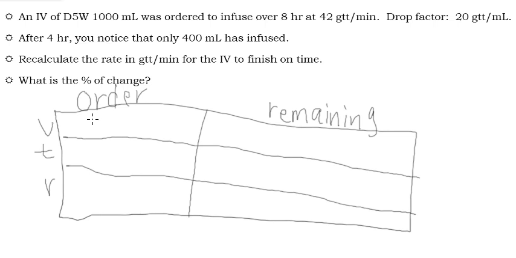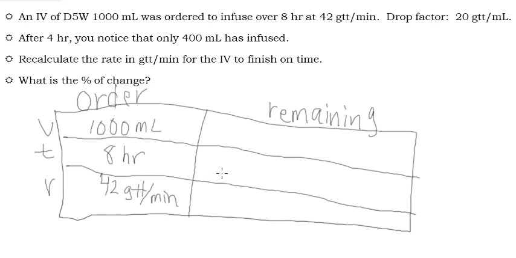So based on the order, we have 1,000 milliliters as our volume. We have an infusion time of 8 hours. And we're actually given the rate of 42 drops per minute. So I don't have to do any calculating in this column. It's just a matter of organizing the information.